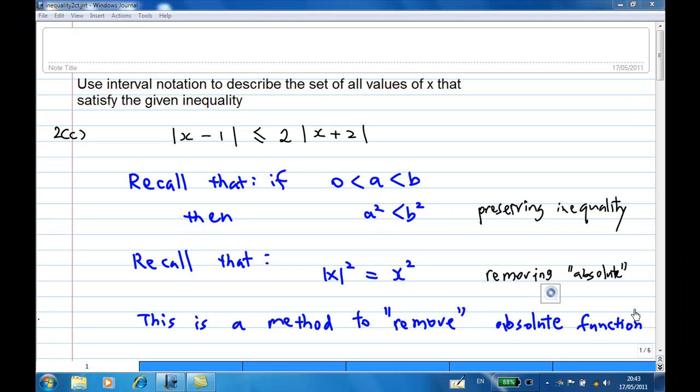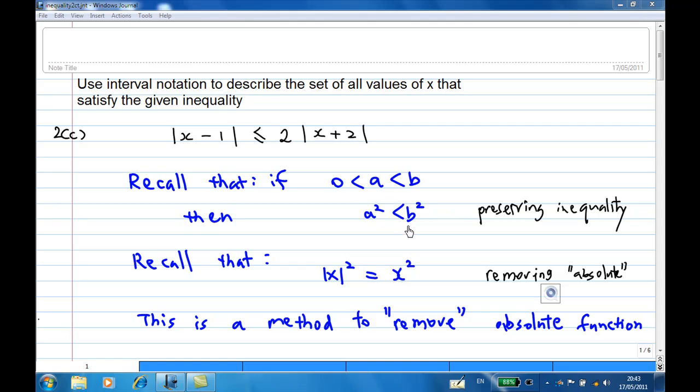This is a recording to show you how to solve an inequality involving absolute value on both sides. Our problem is: absolute value of x minus 1 is less than or equal to 2 times absolute value of x plus 2.